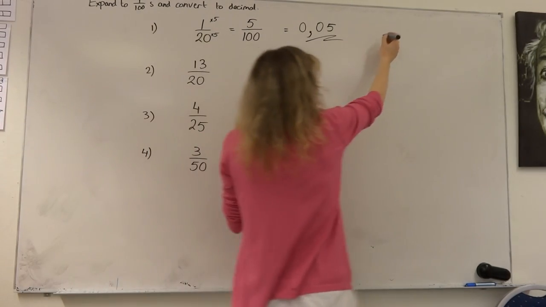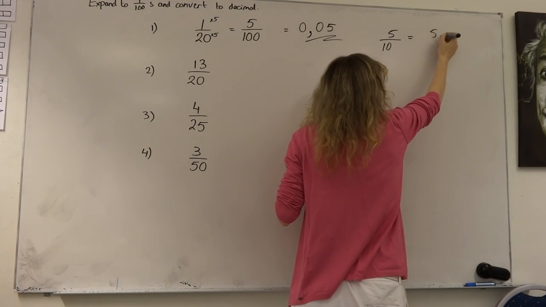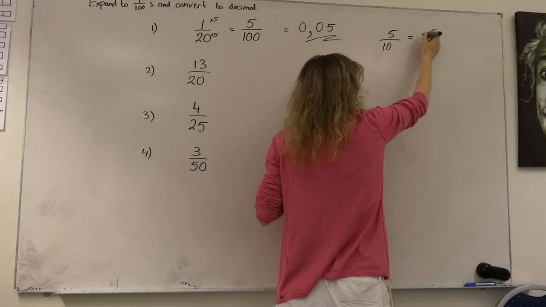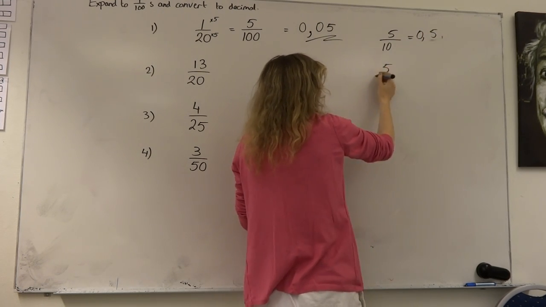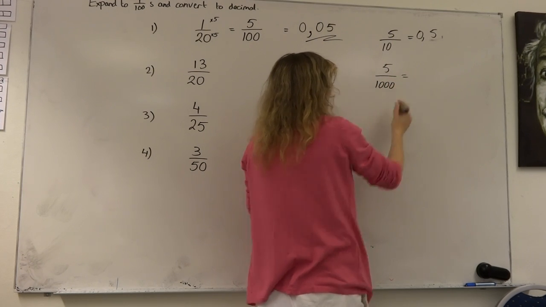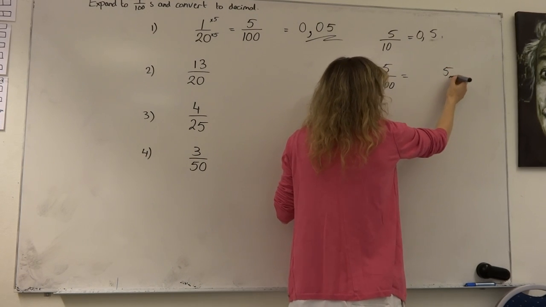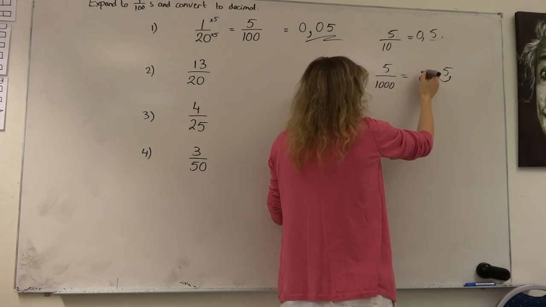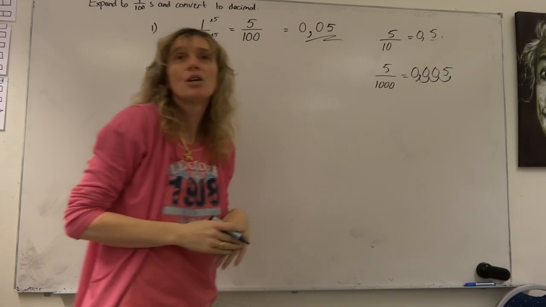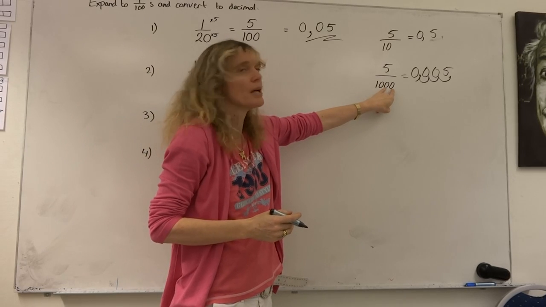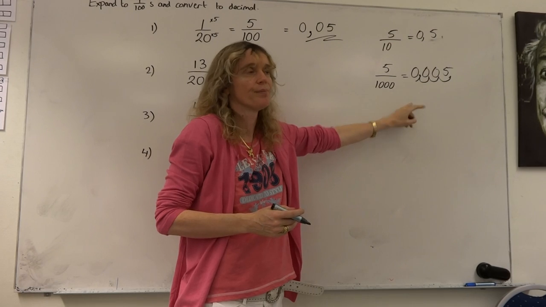If I divided 5 by 10, I've only got 1 zero down here, so I would move my decimal point 1 place back, so I'd get 0.5. If I divided 5 by 1,000, I have 3 zeros here, so I'd move my decimal point 3 places back. From 5, 1, 2, 3, it would be 0.005. So that's the beauty of getting these numbers with a 1 and then lots of zeros. It's really easy to work out the decimal number.